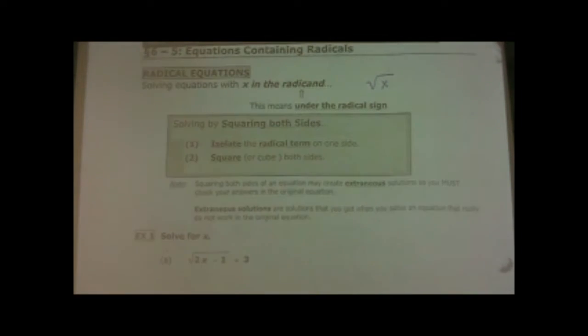And so the method for doing this includes two steps. First of all, isolate the radical term on one side. And what that means is get the radical term all by itself on one side. Then square both sides. And if it's a cube root, you would cube both sides. So raise both sides to the power of 3.